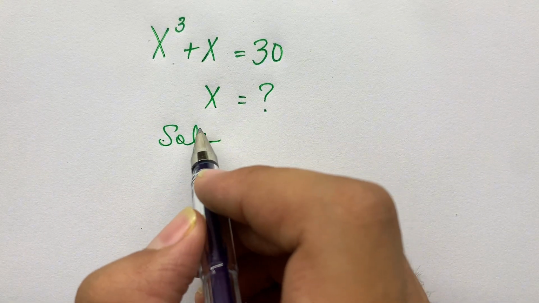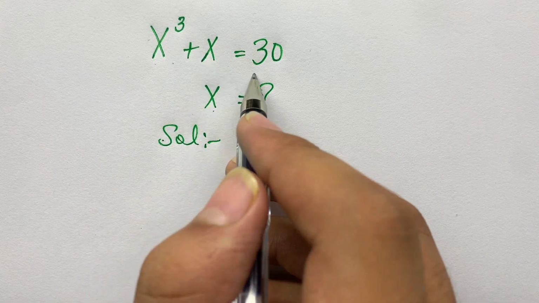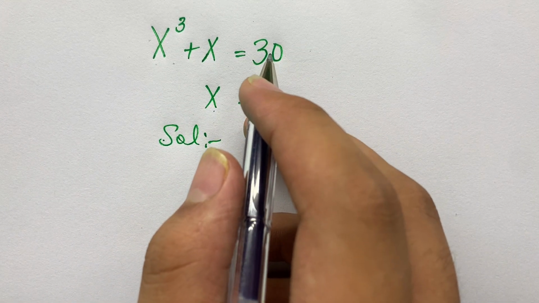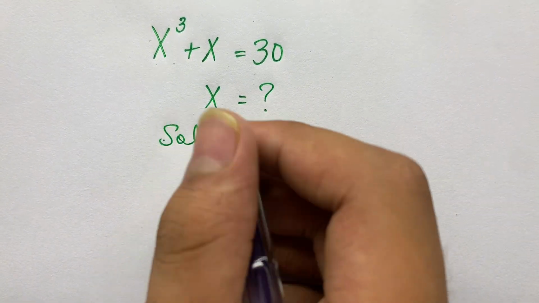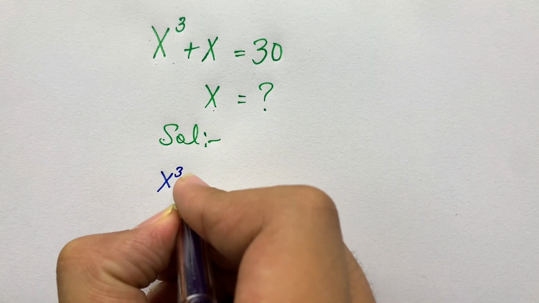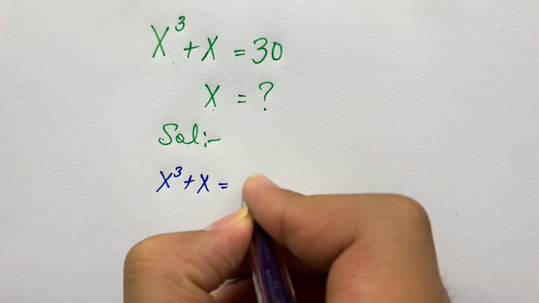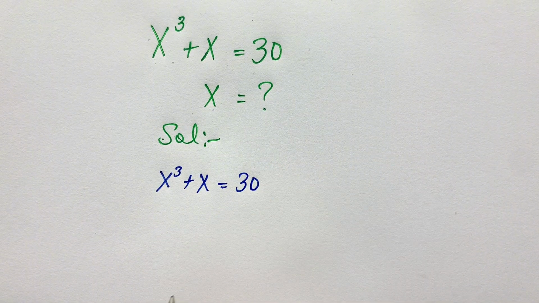Today we are finding the value of x if x to the power 3 plus x is equal to 30. Now we are solving for the value of x. Our question is x cubed plus x is equal to 30.